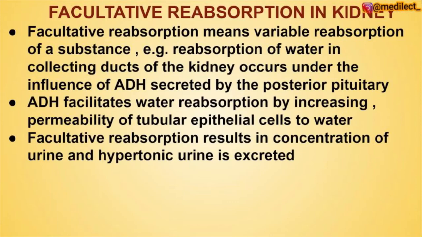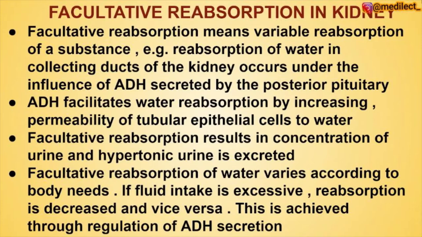Facultative reabsorption of water varies according to the body needs. If the fluid intake is excess, reabsorption is decreased and vice versa occurs. So if the body is having excess water, what will the kidneys do? They will excrete the water and will inhibit the reabsorption. And vice versa occurs. This is achieved through the regulation of the antidiuretic hormone secretion. This hormone plays a vital role over here.